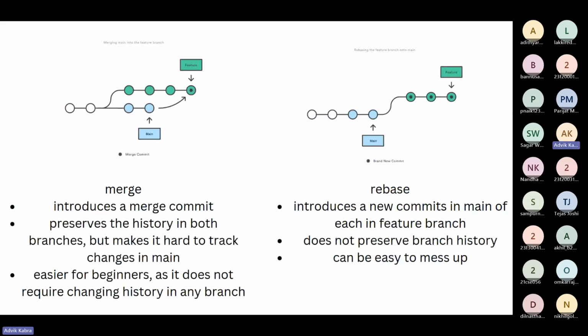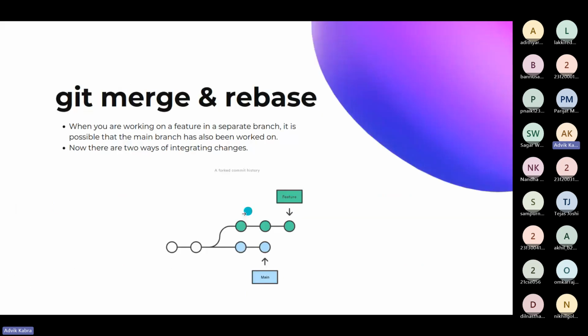So about rebase, you have this feature branch, you have this main branch, right? Now you worked on this feature, and you want to add this feature onto the main branch. Say this commit is adding the feature, this commit is adding some tests, and this commit is adding another feature, for example.